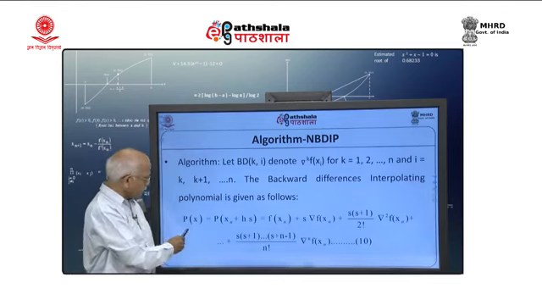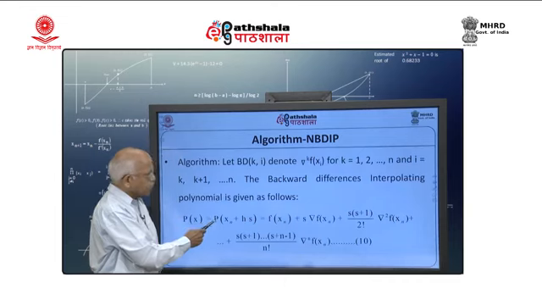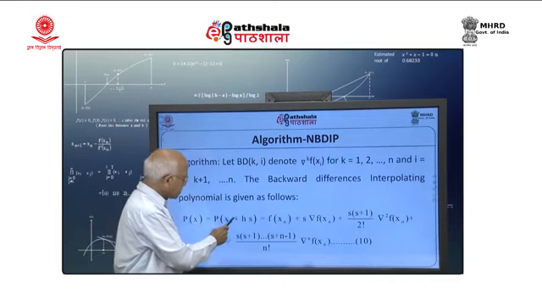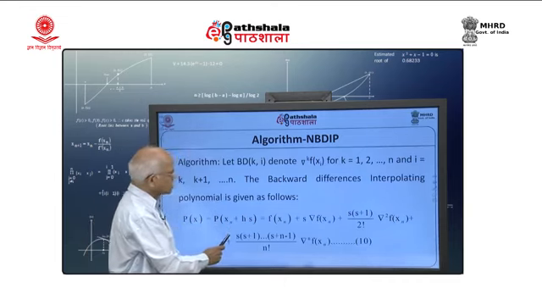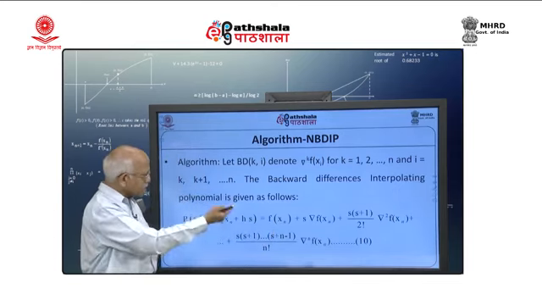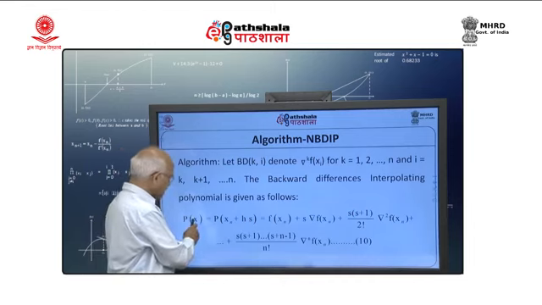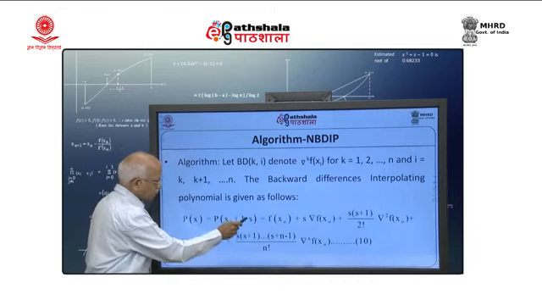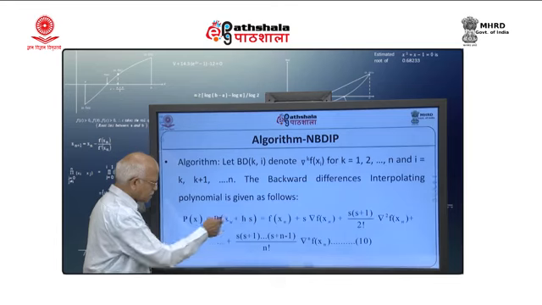So, this is given by p x equal to x n plus h s, where what is s here? s is nothing but (x minus x n) by h. So, this is your x. So, s will be equal to (x minus x n) by h.